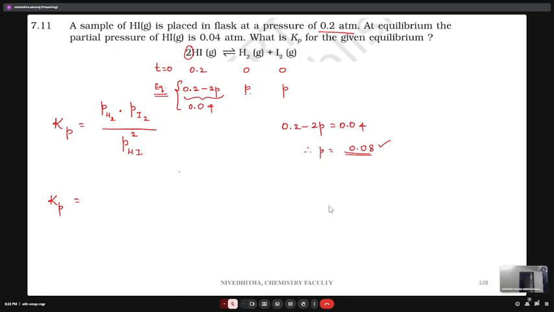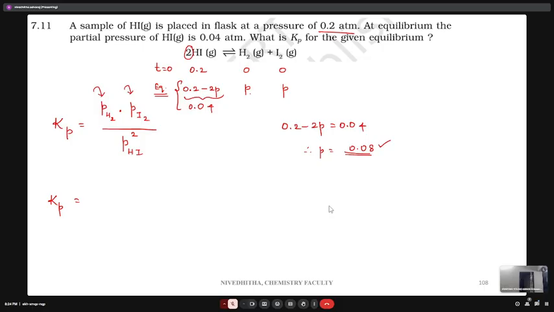See, what is Kp? It is the partial pressure of hydrogen at equilibrium into partial pressure of iodine at equilibrium divided by partial pressure of hydrogen iodide at equilibrium. Right? So, 4, ma'am. Ma'am, Kp is 4, ma'am. Very good, Bhumika. Answer is 4. Fine. Actually, answer is 4 atmosphere.